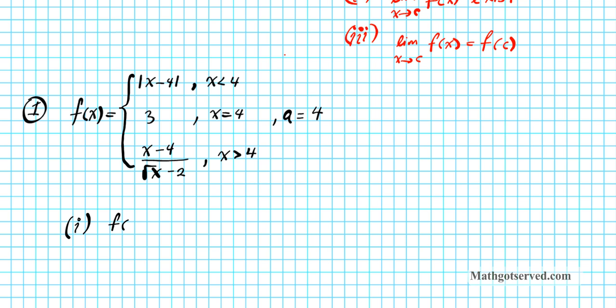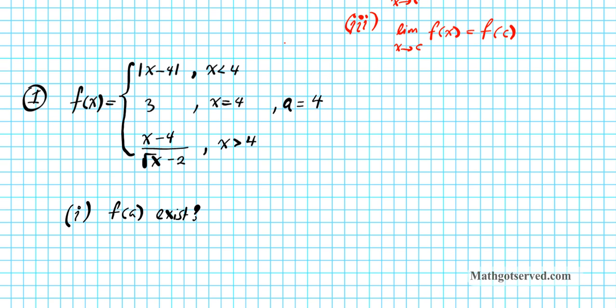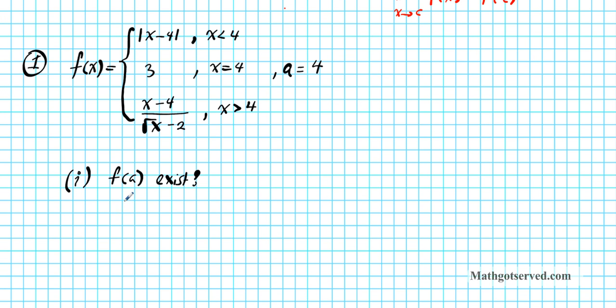Does f of a exist? That's a question we need to answer first. So we know that a is 4. So in this function, f of 4 is equal to 3. So it exists. So it passes test number 1. Let's take a look at test number 2, which has to do with limits.